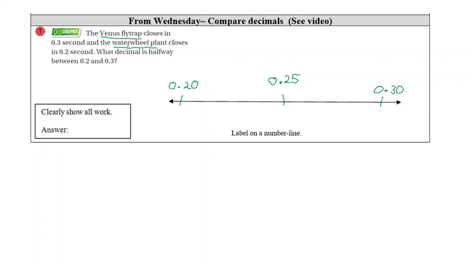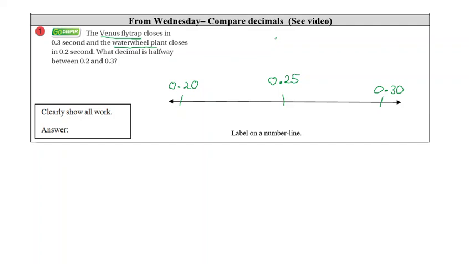And the water wheel plant closes faster because it only takes 2/10 of a second, which is the same thing as 20 hundredths. And the Venus flytrap closes in 3/10, which is really 30 hundredths. But halfway in between is 25 hundredths right here. Okay, so that's your answer.